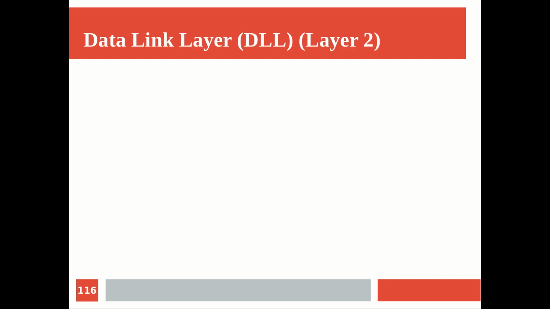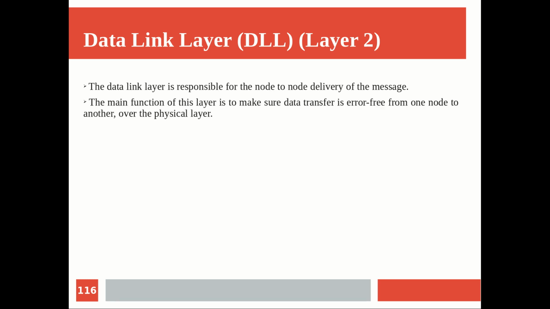And similarly when you look at the data link layer, which is the next layer, layer 2, it is responsible for node to node delivery of the message, or hop to hop delivery. So node here means a hop, not the host. Host is the end point of communication. Node means intermediate nodes also, right? Node to node delivery of the message.